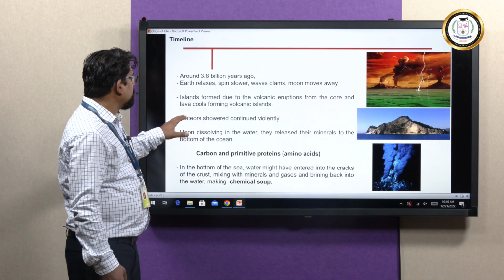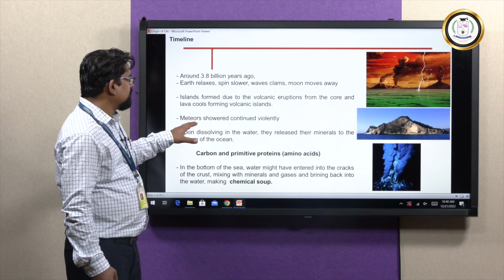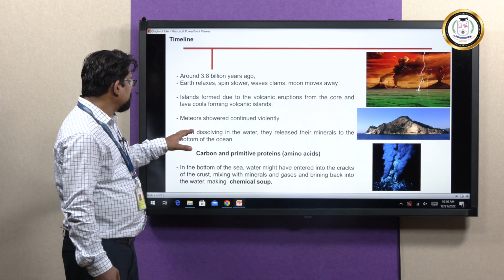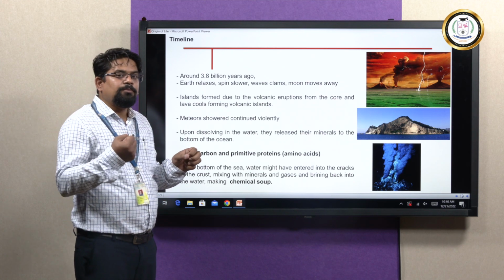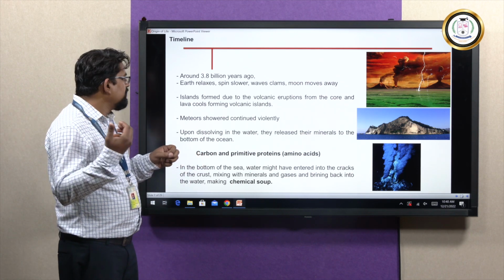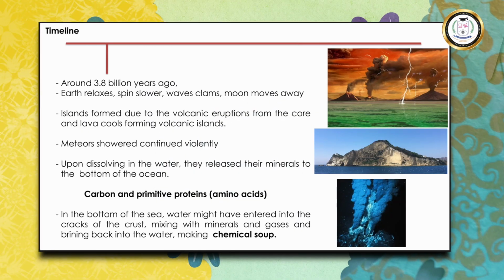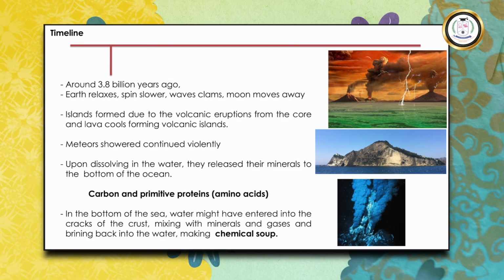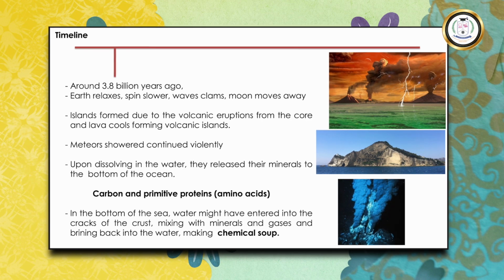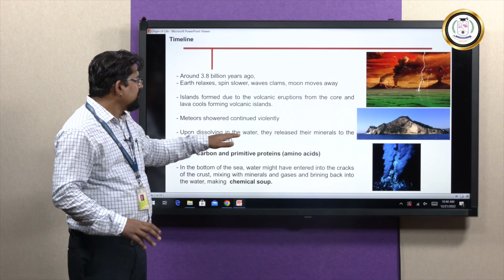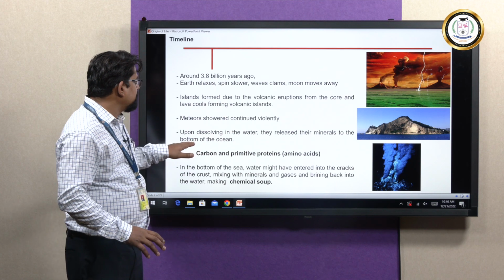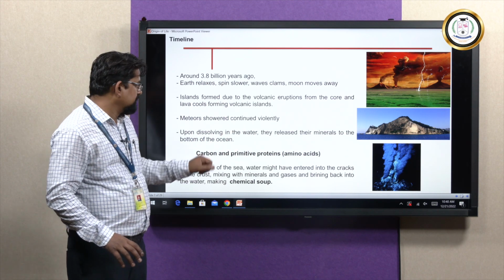Even at that time there was a continuous, violent shower of meteors on the earth, and we have to remember that initially, when the meteor shower was happening, we did not have water. After millions of years, these meteors, which continuously and violently showered on the planet earth, dissolved in the water, and they released their minerals to the bottom of the ocean.